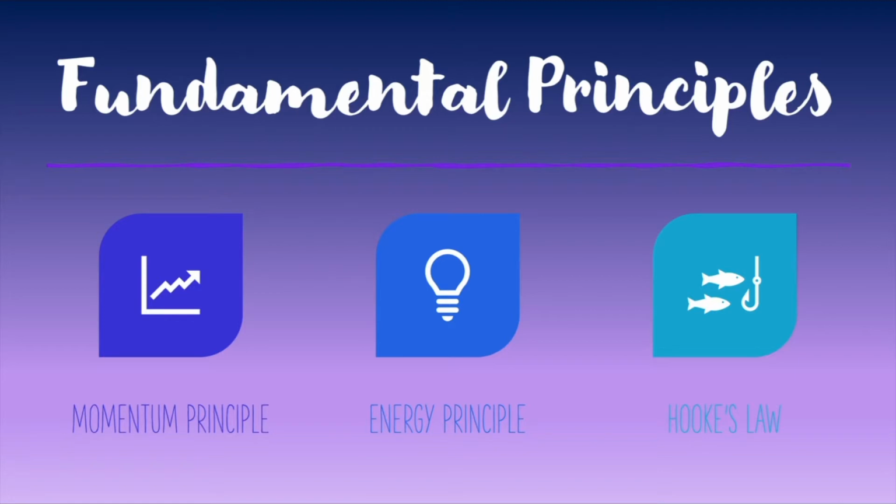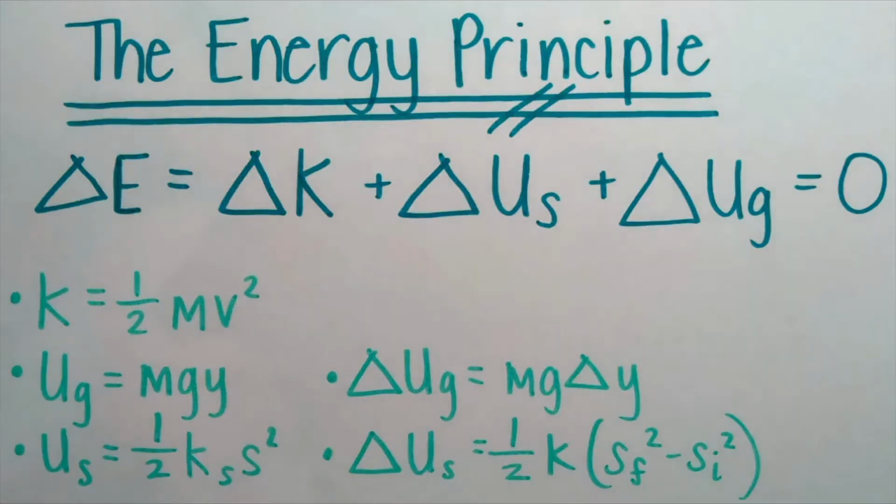The energy principle, which we will expand on in this lab, and Hooke's law: the displacement is proportional to the deformation. The energy principle is the main concept of this lab. We can conclude that the change in energy is zero, with the components of change in kinetic energy plus the change in spring potential energy plus change in gravitational potential energy. And below are the key breakdown formulas.